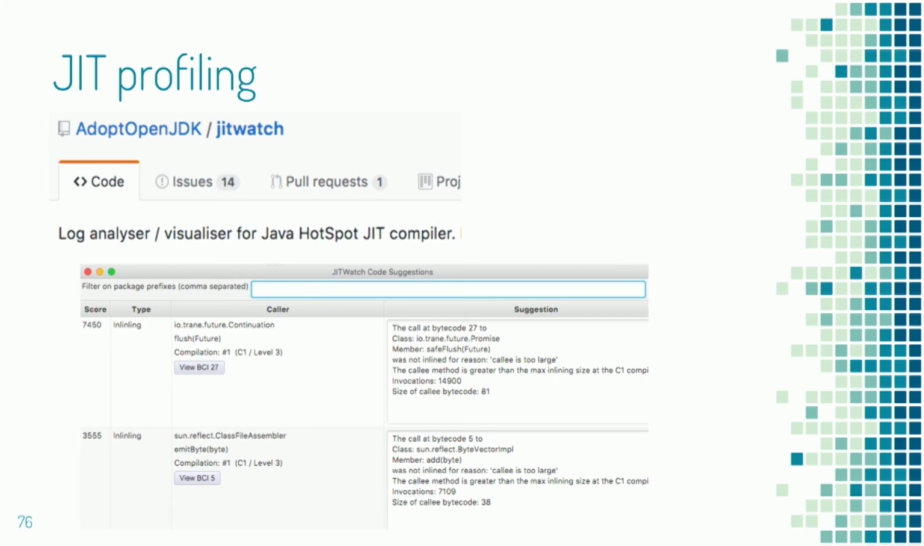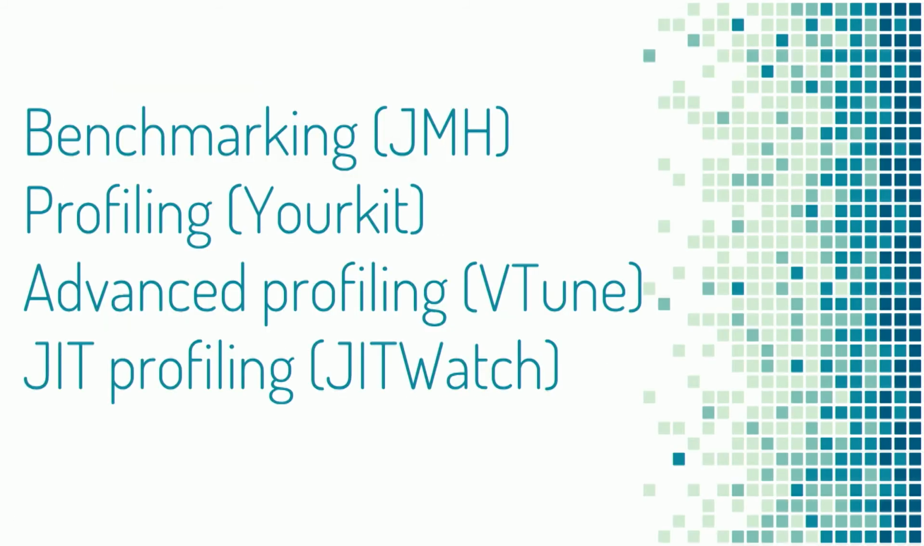So I could try to see how I can minimize the size of the methods and try to inline this code. I actually tried really hard, but this one's really hard to inline. Yeah, I couldn't. So that's something that's really interesting for profiling your just-in-time compiler output.